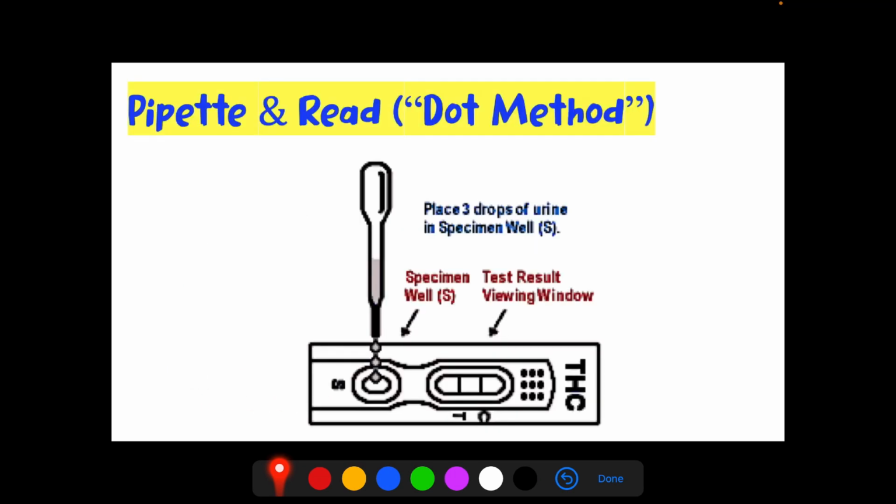So this is an example of the pipette and read, or dot, method. This is easy to perform because you just have to pipette the specimen and drop it in the sample well, and after that, read the result after a matter of minutes. Depending on the kit that you are using, each kit contains a product insert wherein you are going to base the procedure and also the do's and don'ts when using the kit.